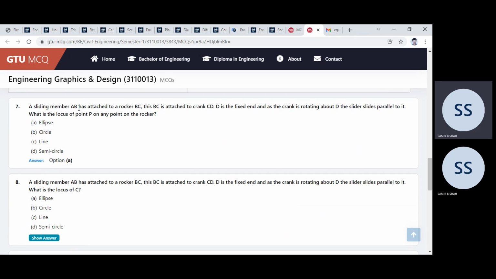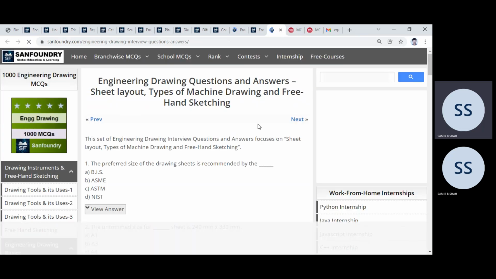A sliding member AB is attached to a rocker BC. This BC is attached to crank CD. D is fixed, and as the crank rotates about D, the slider slides parallel to it. So what is the locus of point P on the rocker? Already we discussed this also. Please remember it is called an ellipse.